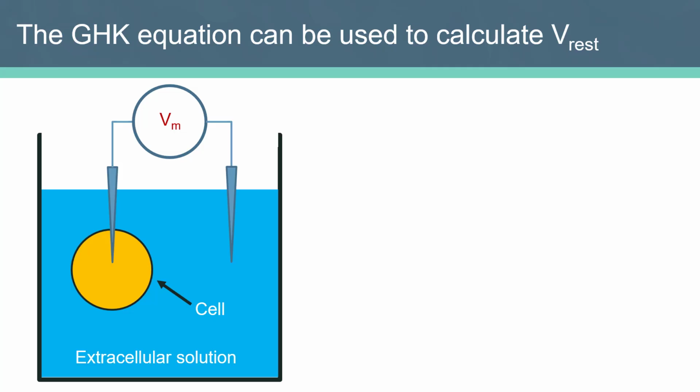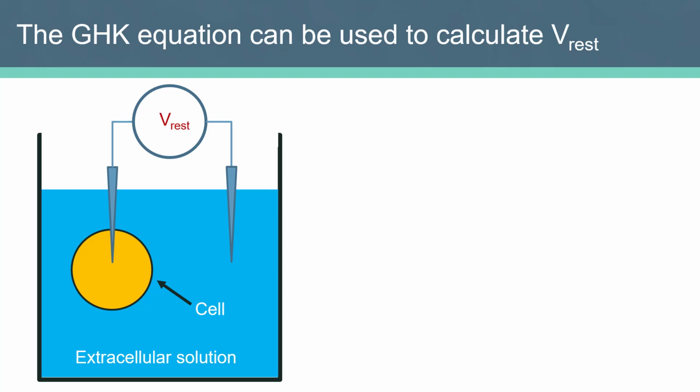All living cells have a membrane potential, which is a voltage difference between the fluid inside of a cell and the fluid surrounding the cell. The membrane potential is called Vm. When a cell is at rest, meaning that it is not generating an action potential, the membrane potential is referred to as the resting membrane potential, or Vrest.